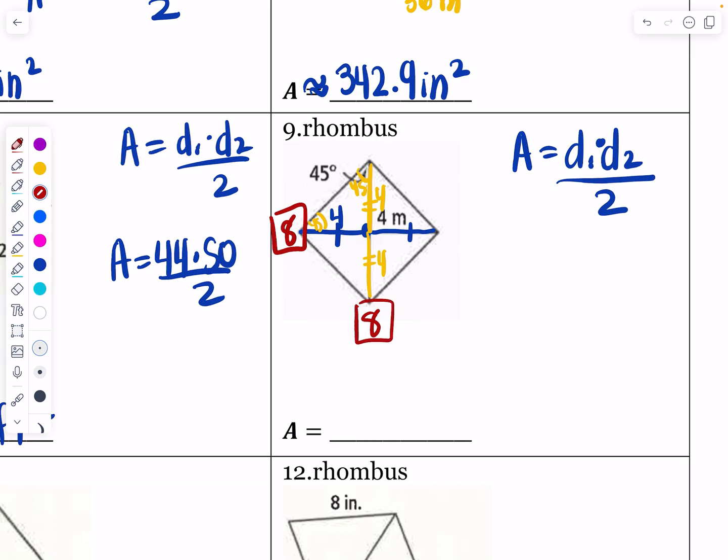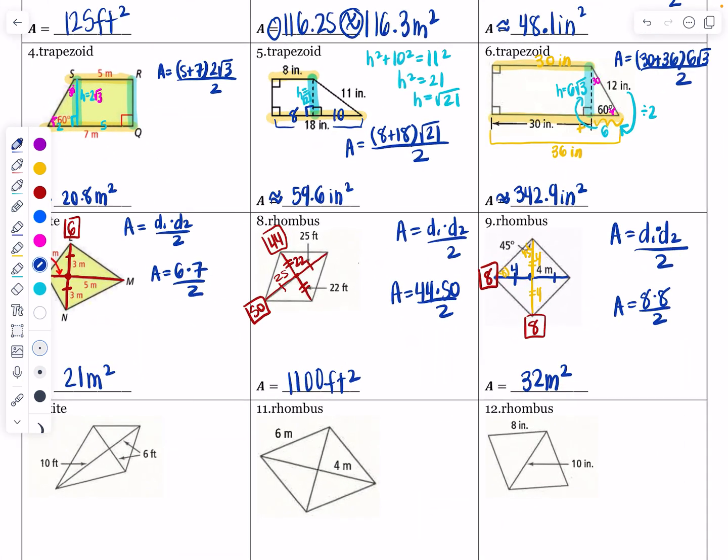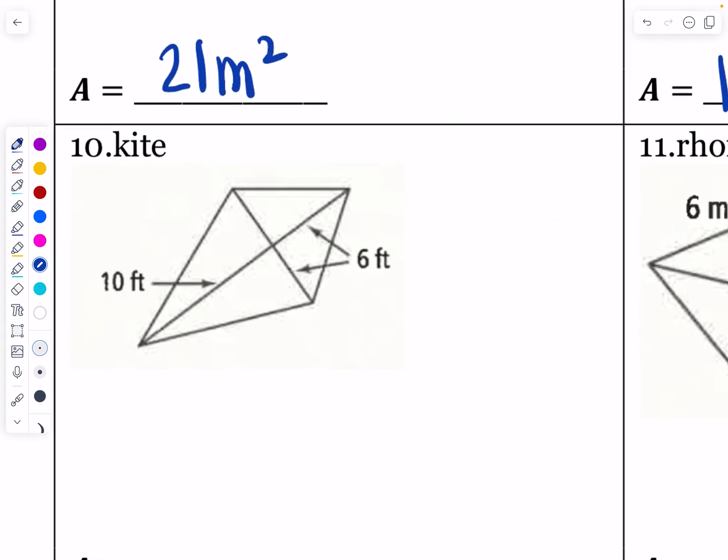Okay, so we're just going to plug that into my formula. Area equals 8 times 8 divided by 2. That is going to be 64 divided by 2, which is going to give me an area of 32 meters squared. That's because that was a 45, 45, 90 triangle, which is why we reviewed our special right triangles before this unit.